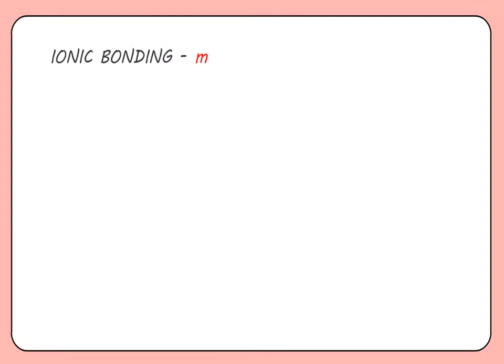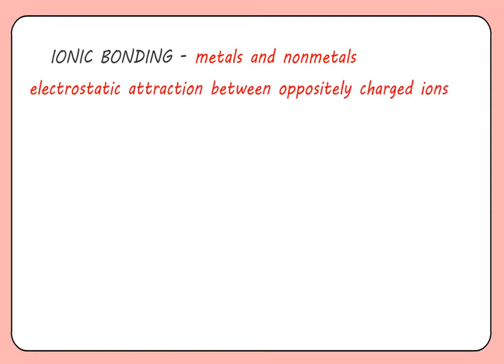Ionic bonds tend to occur between metals and nonmetals. An ionic bond is defined as an electrostatic attraction between oppositely charged ions. Ionic bonding involves transfer of electrons.